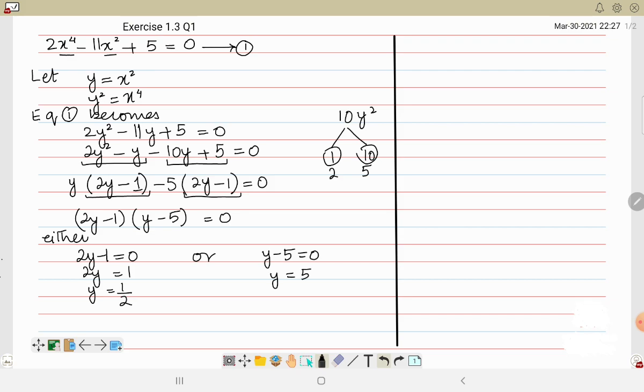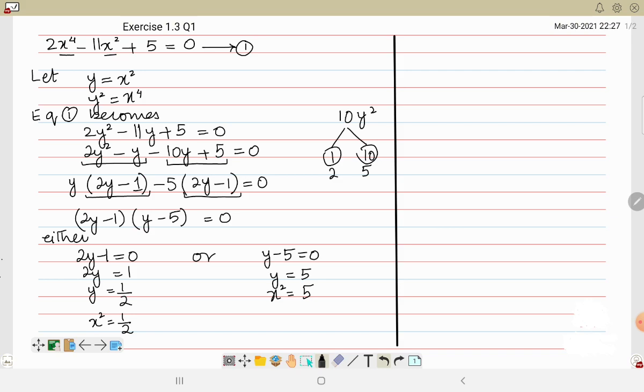See, now the equation was in x, but we got the answers in y. So what we are going to do here, we'll resubstitute. We'll give the value of y again. What was substituted instead of y? That was x square. So instead of y we'll write x square, that is equal to 1 by 2. Here also instead of y we'll write x square, that is equal to 5. Now let's see. We just need the value of x. We don't need x square over here.